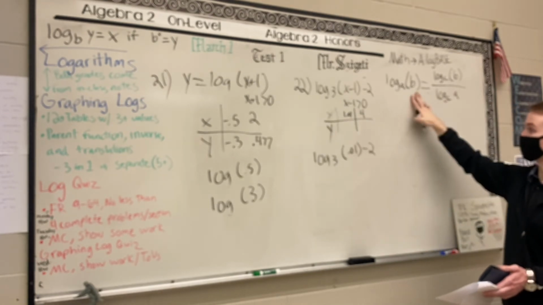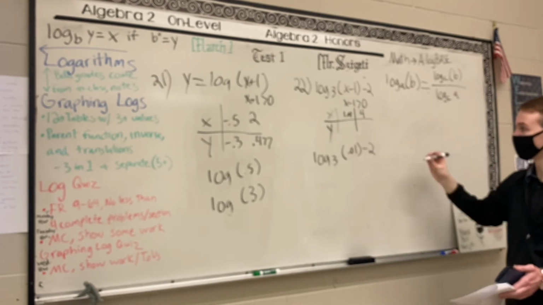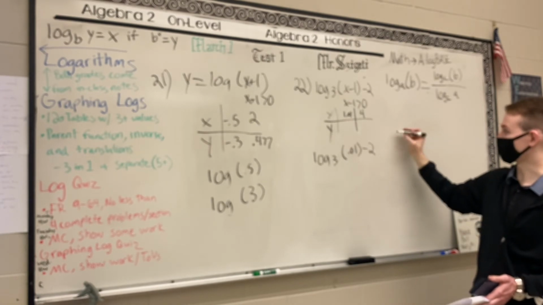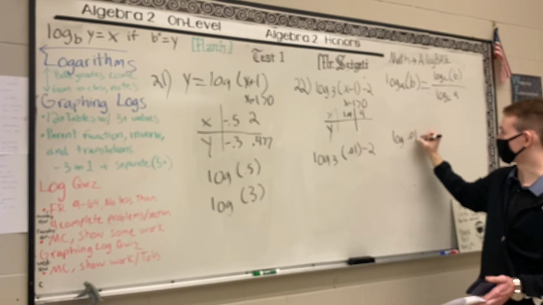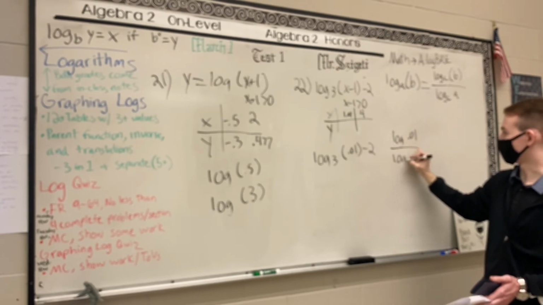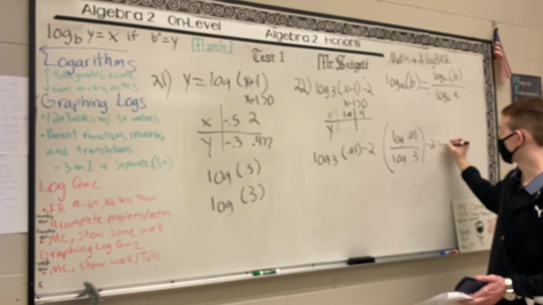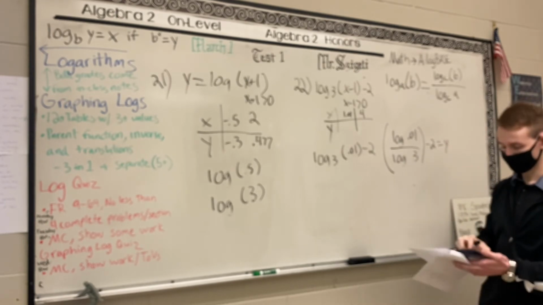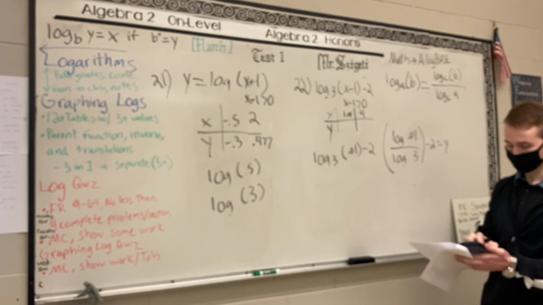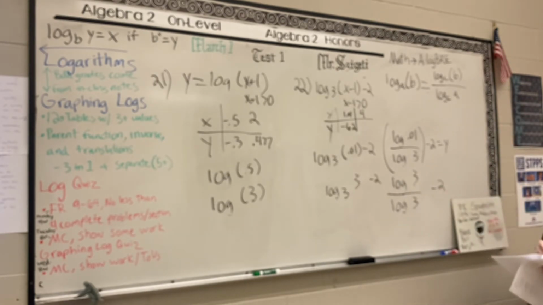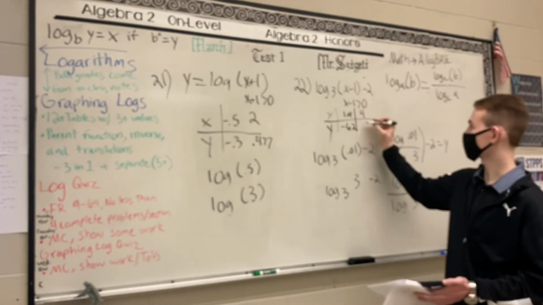Go ahead and rewrite it using our change of base formula. So it'll be something like this. We'll have our log of 0.01 divided by a log of 3, and then we take away 2 is equal to our y value. So let's go ahead and take a look at that. We've got 1, and then you take away 2, and now you've got -1.